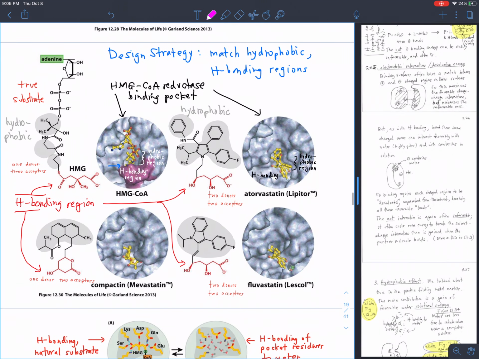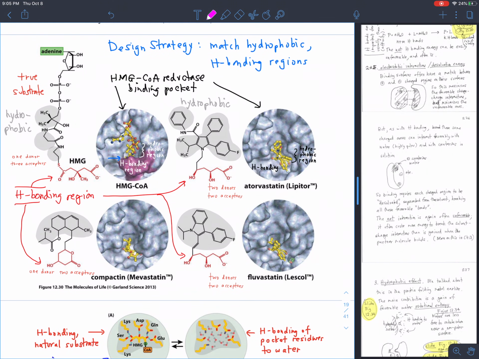All right, so let's see how that works. Here's the natural substrate over here, and then 3 different inhibitor molecules that were all designed and all work to some extent or another, binding in the same pocket that the natural substrate does.